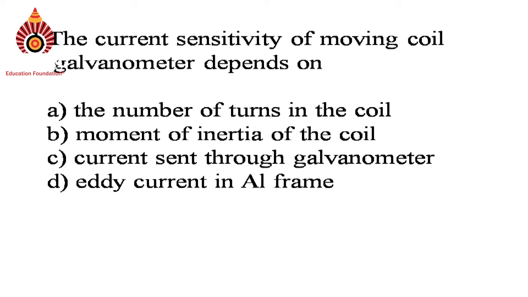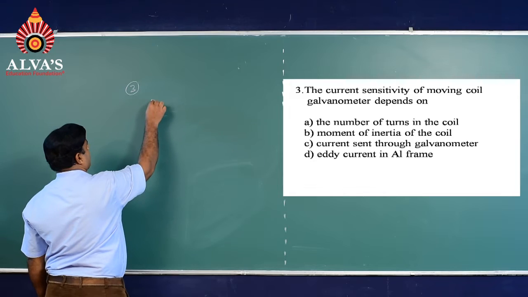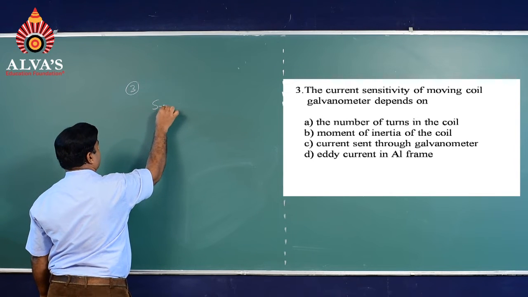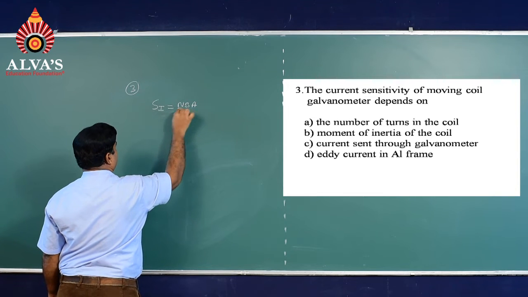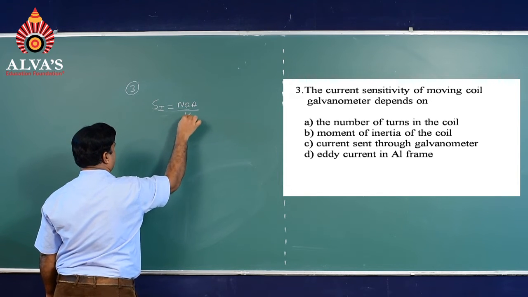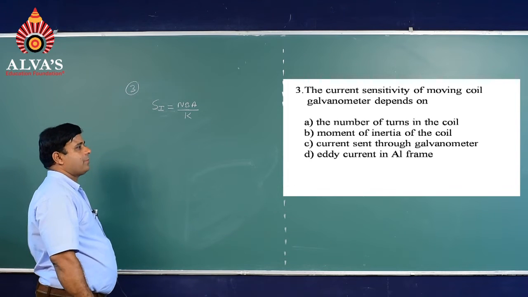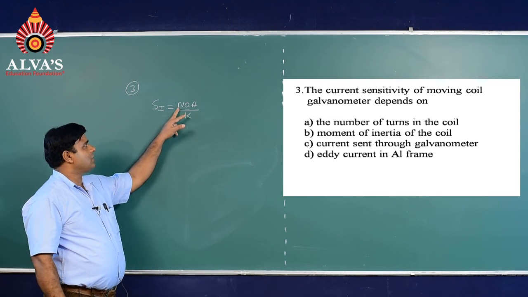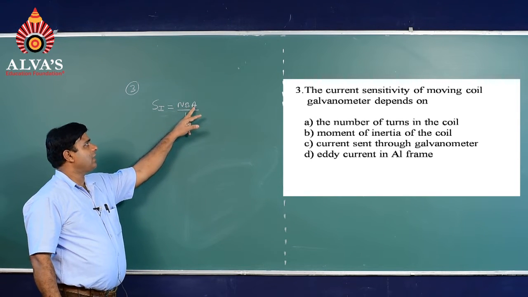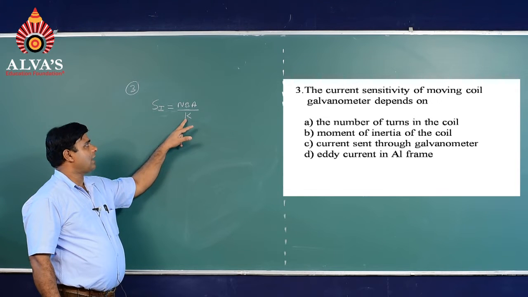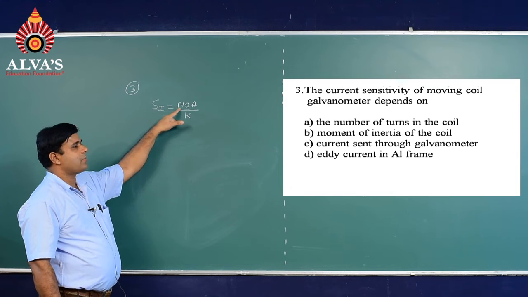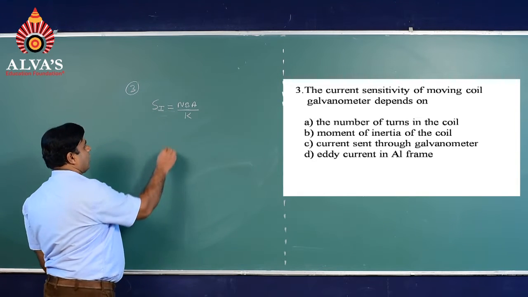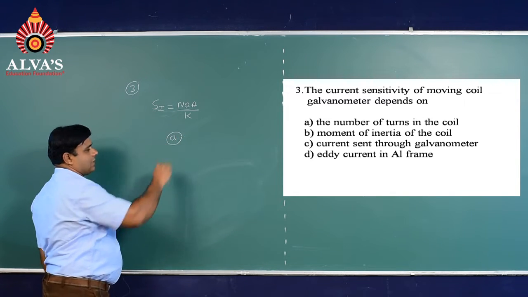The current sensitivity of moving coil galvanometer depends on. Current sensitivity SI is given by N into B into A divided by K. So, it depends on number of turns in the coil, magnetic field, area of the coil and couple per unit twist. So, the answer is depends on number of turns in the coil. So, A is the answer.